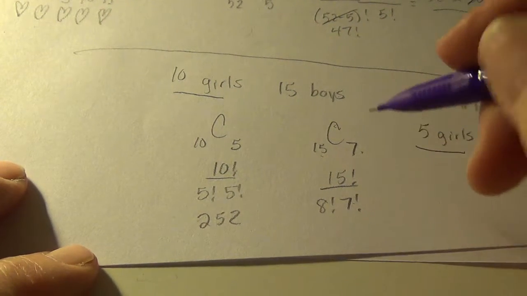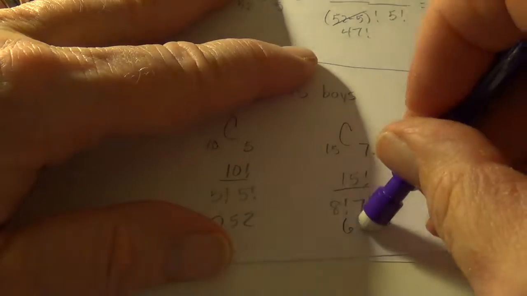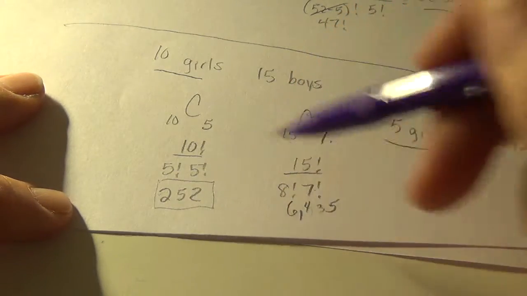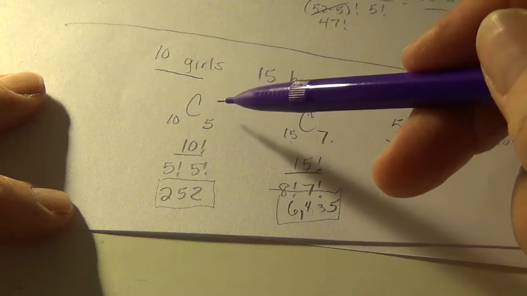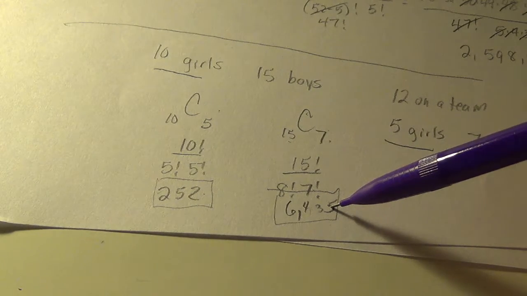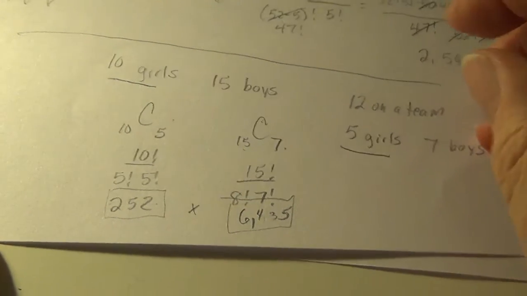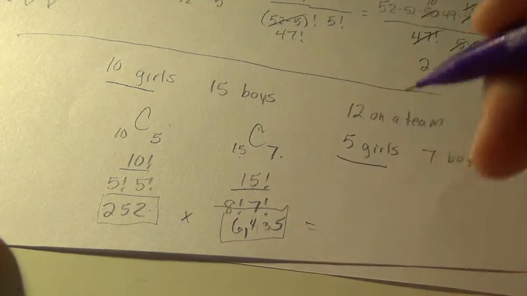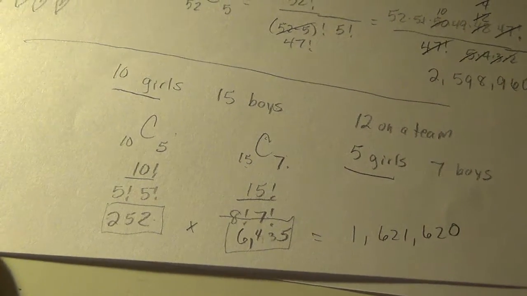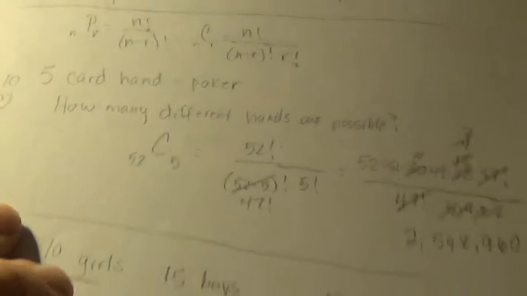And here it worked out to 6,435. So, what will I do with these two numbers, do you suppose? So this is all the different combinations possible for girls, and this is all the combinations possible for boys. And I want the combinations of them all together. What we're going to do is multiply those two numbers, and that will catch all the different combinations. And we have 1,621,620.